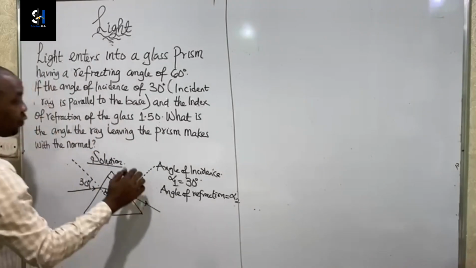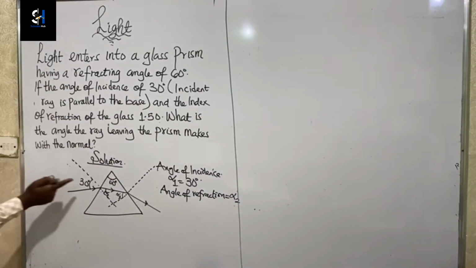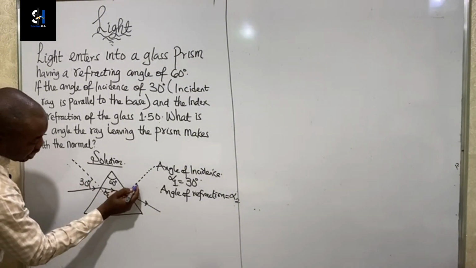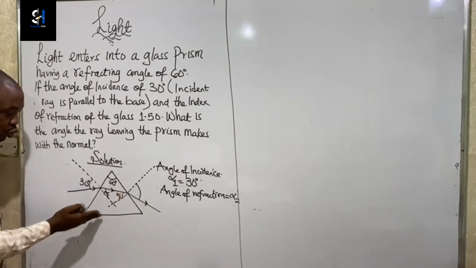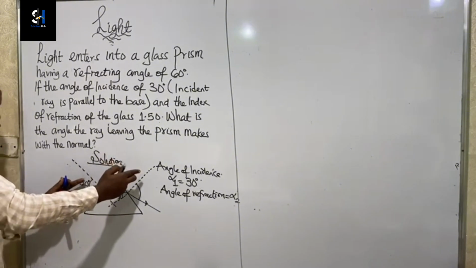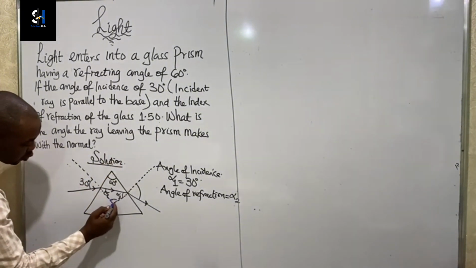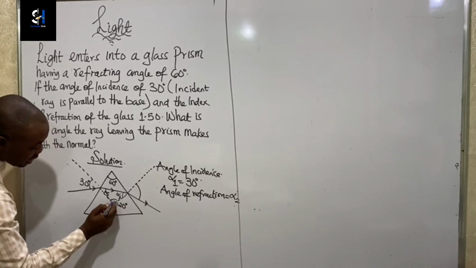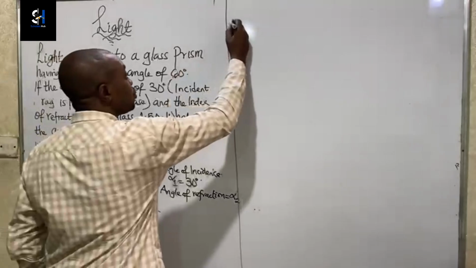Remember, we are looking for the angle the ray leaving the prism makes with the normal. So the emergent ray makes an angle with the normal ray. But here we have the normal ray to be the apparent ray, the dotted line. The two dotted lines here intersect at a point, and the angle there will be 120 degrees. So we have the second angle, which is the refracted angle, the angle of refraction. All right, so we're going to use Snell's law.